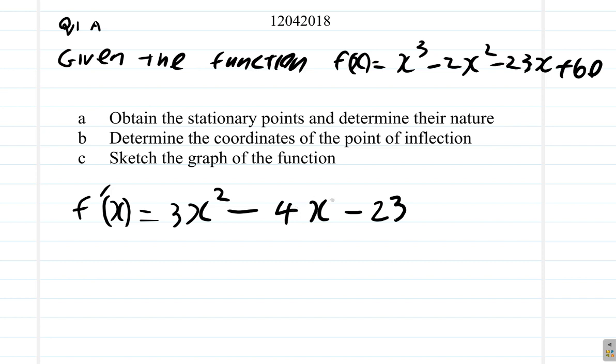Now, at the stationary point, this is equal to 0. So, let's solve this. We have 3x squared minus 4x minus 23. We could use the quadratic formula. Let's use the quadratic formula to do a solution here.